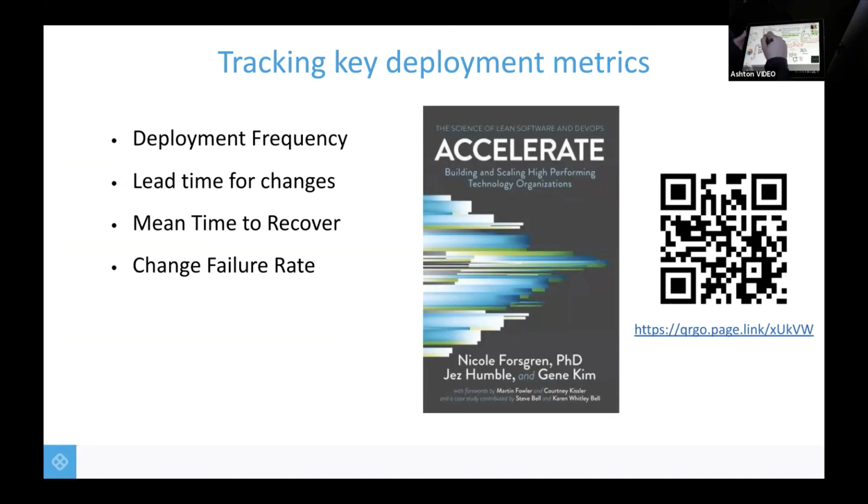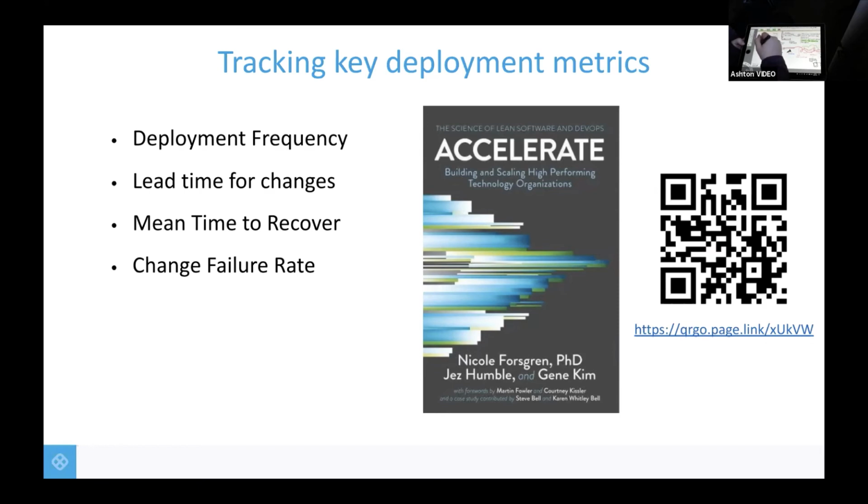And so this first recommendation is around tracking your key deployment metrics. These 4 metrics are from the Accelerate book, which features the DORA work that Nicole did, and this book was also co-written by Jean Kim. It includes 4 key metrics that you should have around your deployments: deployment frequency, lead time for changes, mean time to recover, and change failure rate.